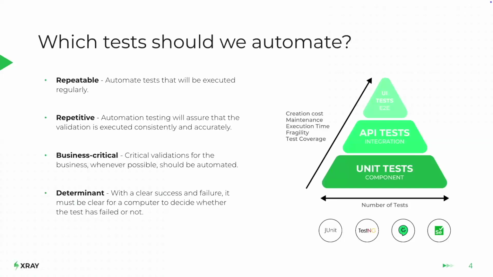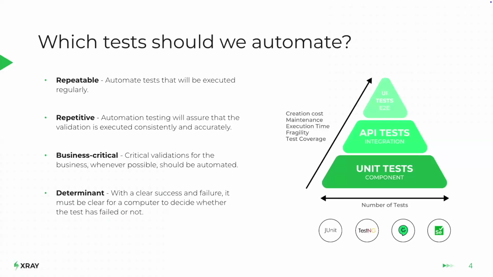Repeatable tests should be automated to save time and ensure consistency in every cycle. Repetitive tests should also be automated because they involve frequent validations. They will benefit from automation by eliminating human error. Next, we also want to prioritize business critical tests. This will ensure that key functionalities that directly impact the business are reliable. And of course, the deterministic tests, where the outcomes are clear and unambiguous, make them perfect for automation.